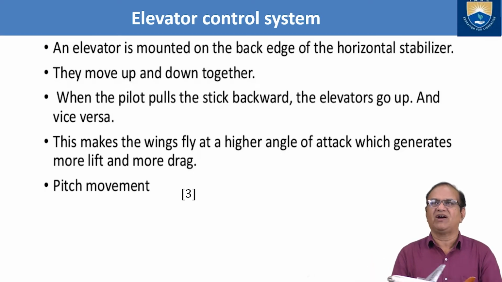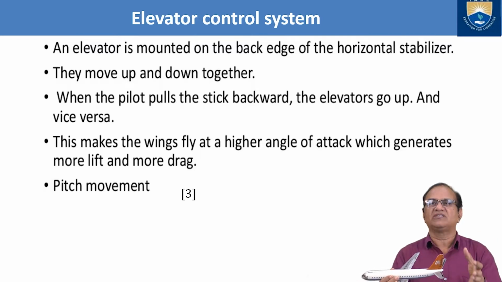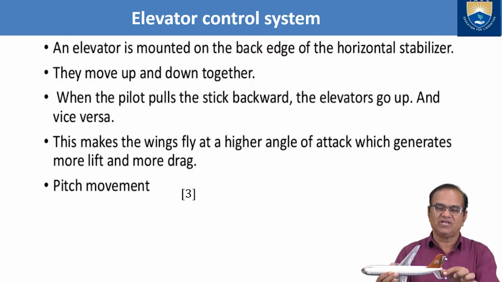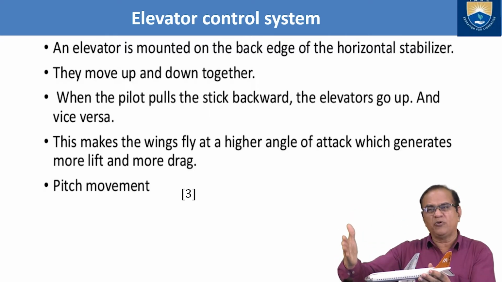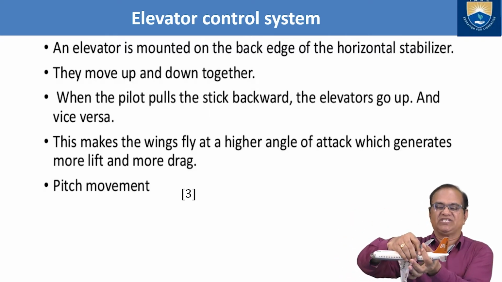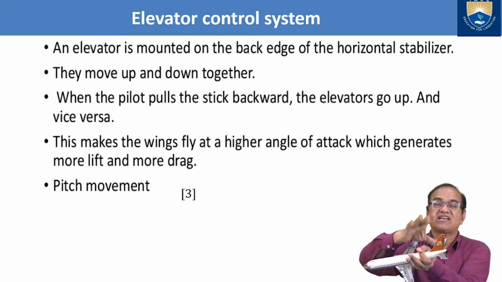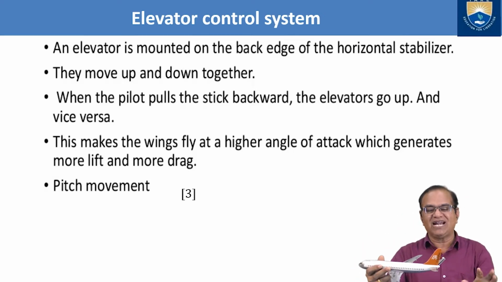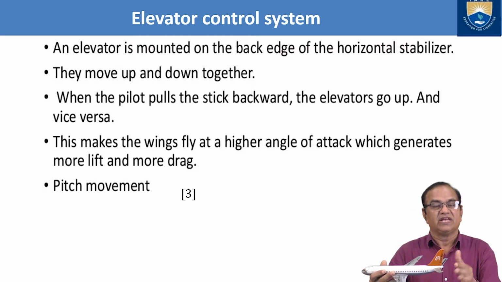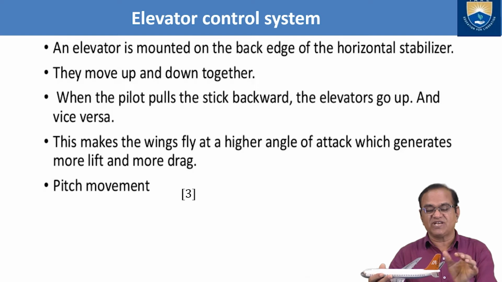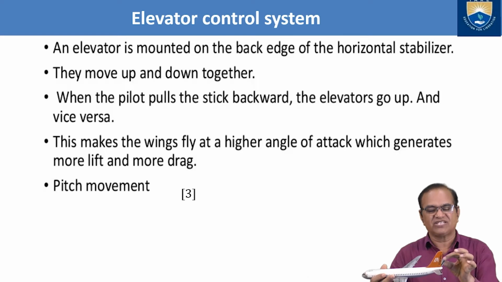An elevator is mounted on the back edge of the horizontal stabilizer. So here is the extreme back. This horizontal tail is put at the extreme end, and this is called the empennage. This part which I am showing here, the vertical and the horizontal stabilizer, is called the empennage. So your horizontal tail is fixed at the extreme end of the empennage, and these elevators are fixed on the horizontal stabilizer at the extreme end.